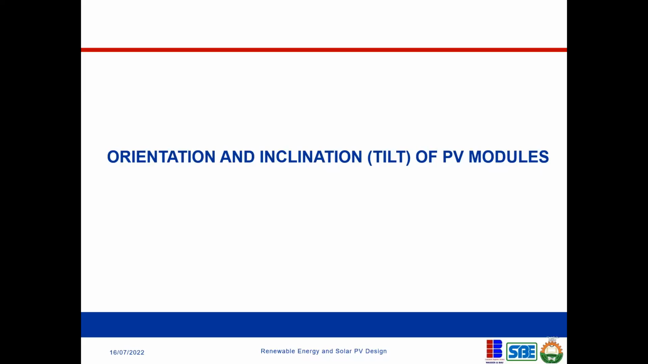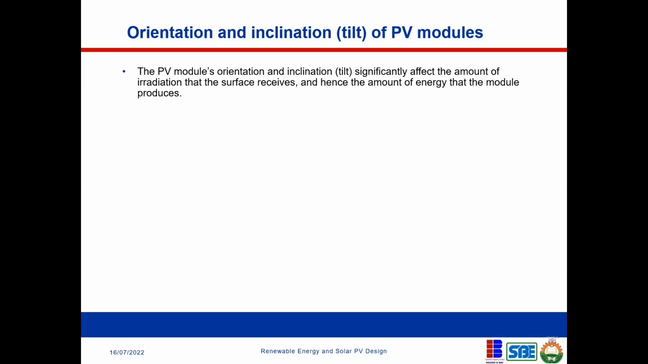So let's look at orientation and inclination or tilt angle of a PV module. PV module orientation and inclination or tilt angle significantly affect the amount of irradiation that the surface receives, and hence the amount of energy that the module produces.